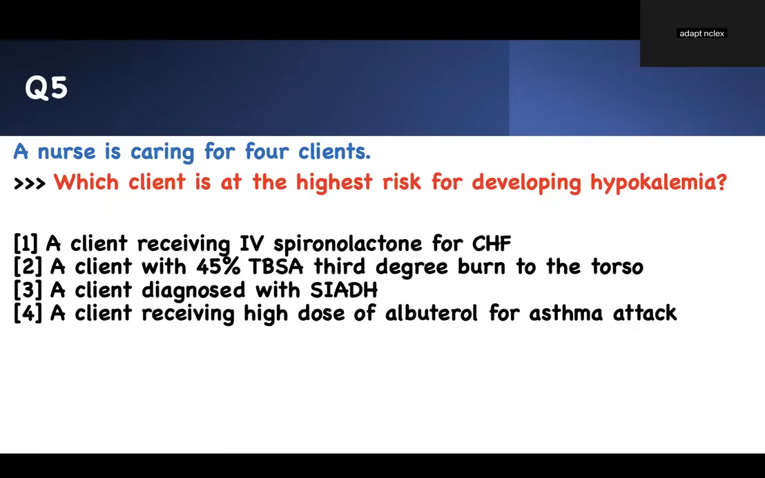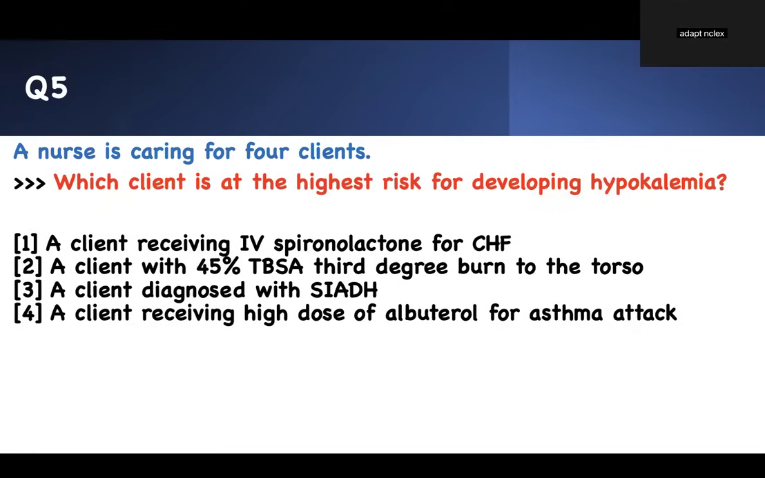Spironolactone is potassium sparing. Just by using my content, I know I can eliminate it. If you have a burn wound, think about it, your cells will burst open. All your potassium in the cell will go outside. Therefore, you have hyperkalemia. Number 2 is gone.